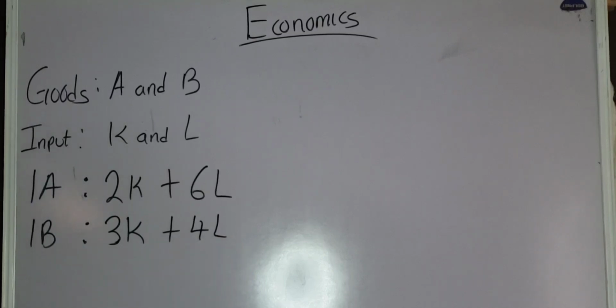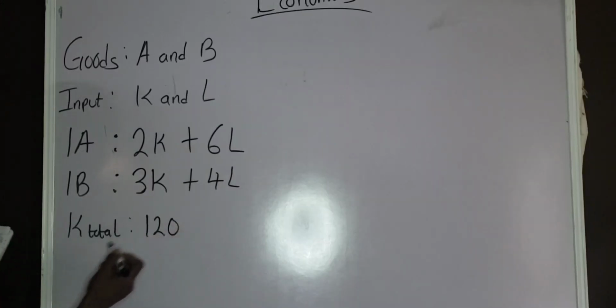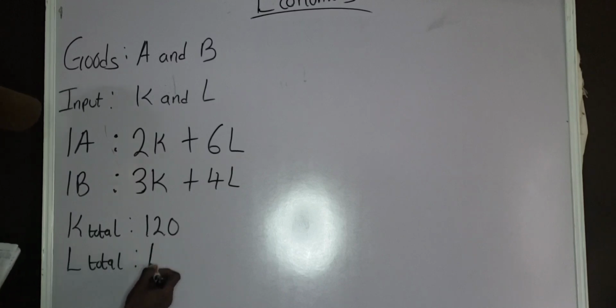Okay? Now, the total amount of K available, let's call it K total, is 120, and the total amount of L available, let's call it L total, is 180. So these are the parameters that we are given, and we are asked to determine the output level of A and B that will use up all the available K and L.